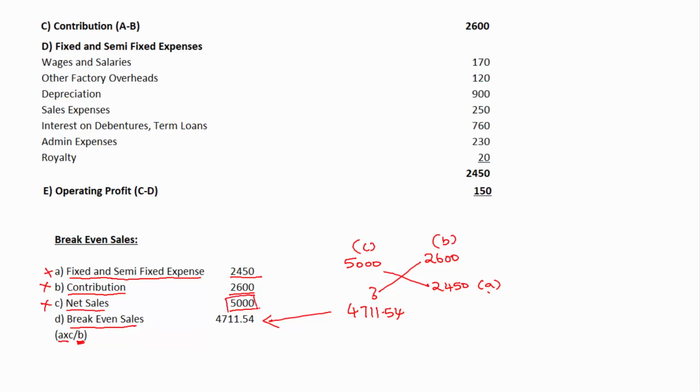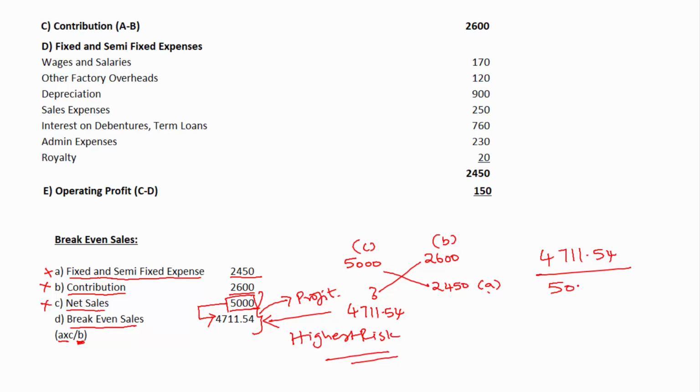What is their actual sale? Actual sale is 5,000. What is the break-even sale? 4,711.54. So it is only the remaining sales that are driving profit for the business, and we can say this business has the highest risk. Why? Because they have to work so hard to achieve break-even. If you express this in percentage, 4,711.54 divided by 5,000 works out to 94%. So only at the 94th percentage they are able to recover all their cost, and only the remaining 6% of the sales is going to bring profit for them. And this business is highly vulnerable.